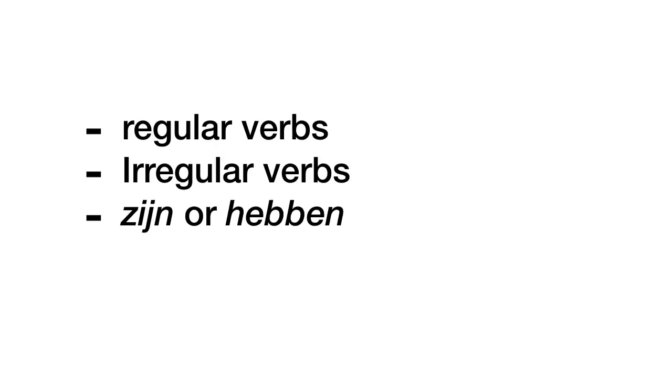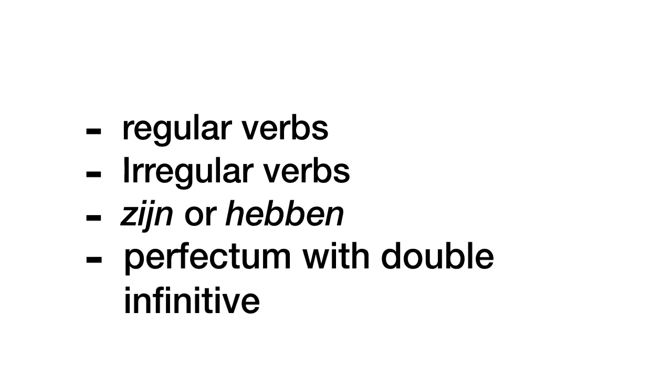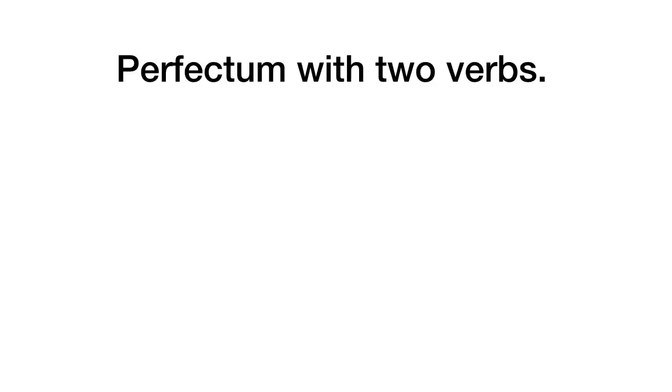Okay, we have done our 3 things for today. We've seen the regular verbs, the irregular verbs, and we have seen the difference between zijn and hebben in perfectum. There is one thing that we didn't look at today, and I will quickly cover it, but we won't dive deep into it. It's the perfectum with double infinitive. The perfectum with double infinitive is basically a perfectum with 2 verbs. Let's look at an example.